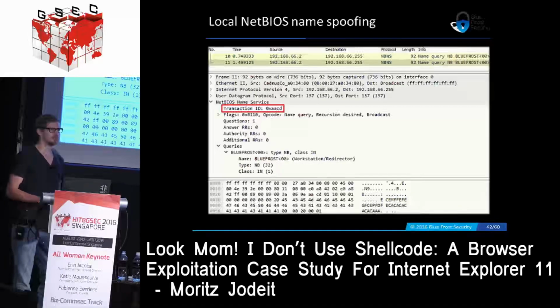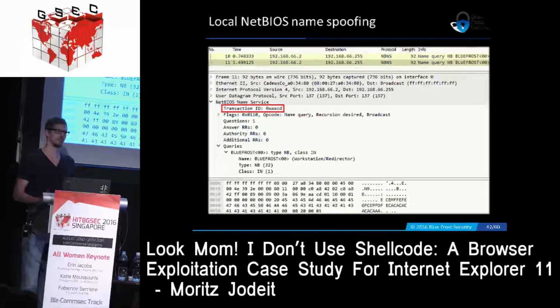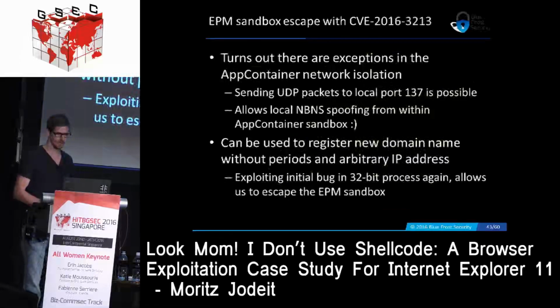If you listened carefully to what I said, you would think that this technique, local NBNS spoofing, shouldn't be possible from the EPM sandbox, right? Because there is this concept of network isolation, which should prevent you from sending packets to the local machine. However, it turns out there are exceptions. It is actually possible to send UDP packets to localhost port 137. So in the end, we can just do local NBNS spoofing from within the App Container sandbox. And we did exactly that.